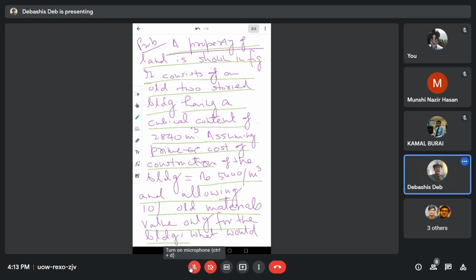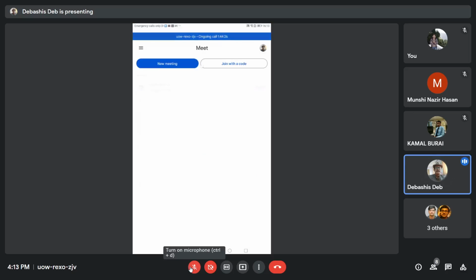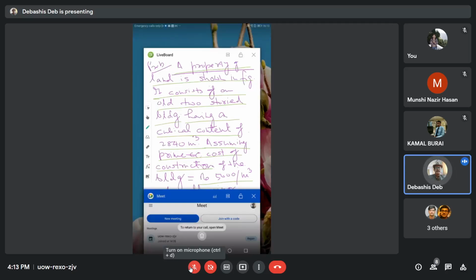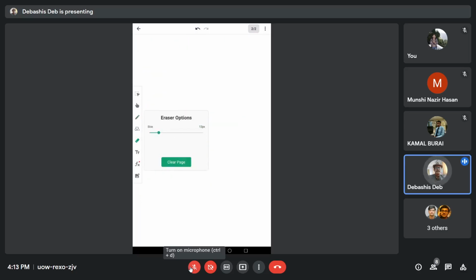But it is mentioned it is a very old building and allow 10% old materials value only. That means you should consider the scrap value only. So whatever will be the value of the building, we must take 10% of it, that is the scrap value, which will be added to the value of the land. Nothing else, only for the building. What would you recommend?